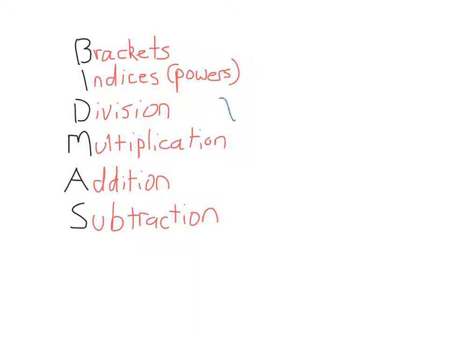Remember also that division and multiplication are kind of like the same rank, so you do whichever occurs first from left to right, and similarly for addition and subtraction. Just because addition is listed higher, it doesn't mean you always do the addition first. Because addition and subtraction are essentially the same, they have the same rank. You do whichever occurs first from left to right.